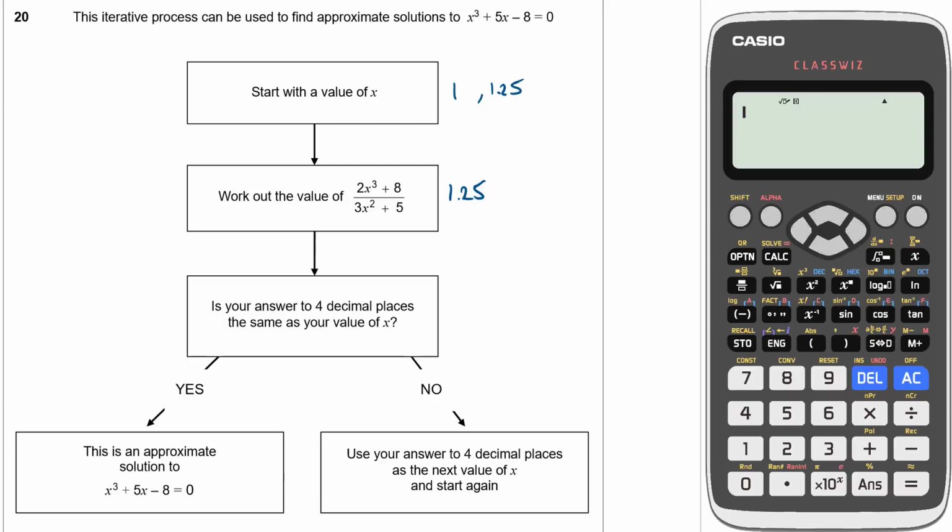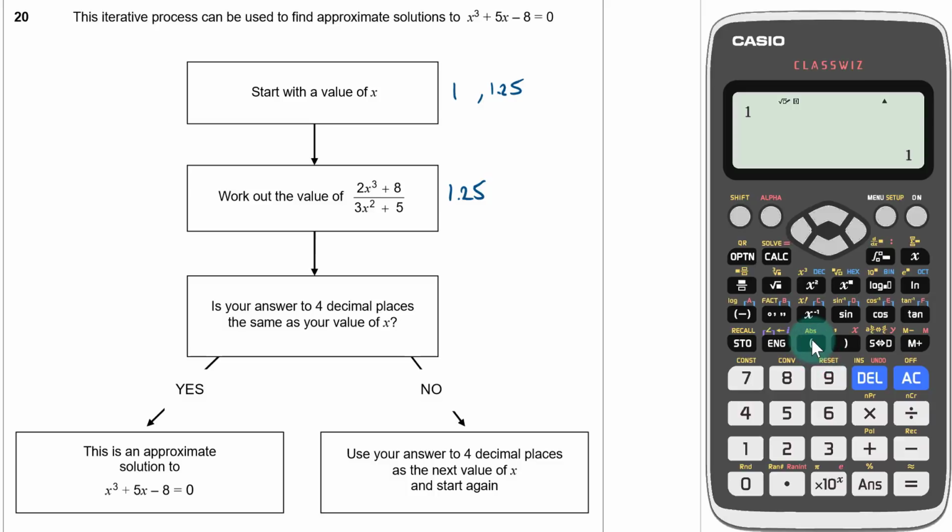Now this is going to be an iterative process, so I want to be able to feed my answer back into the calculator again and again without having to retype everything. So I'm going to start off by pressing the number 1 and then equals, so that will store the number 1 as the last calculated answer. And then I'm going to type in this long expression based on that answer.